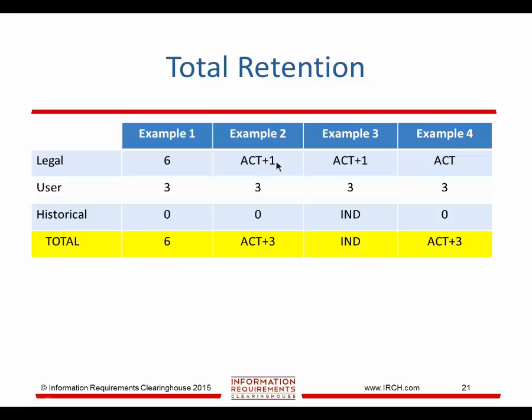Another example: active plus 1 is the legal, user is 3, total is active plus 3. Remember, we take the longest of the event type retention and the longest of the numerical to establish our new retention. Example 3, same as we had before, except now we introduce that this record series has historical value.